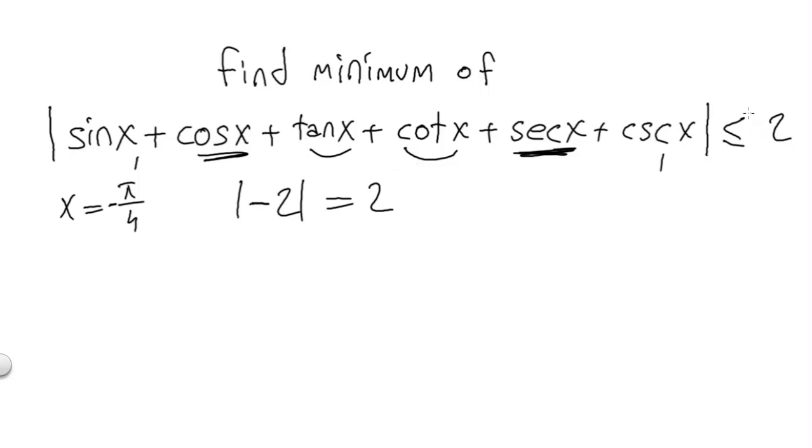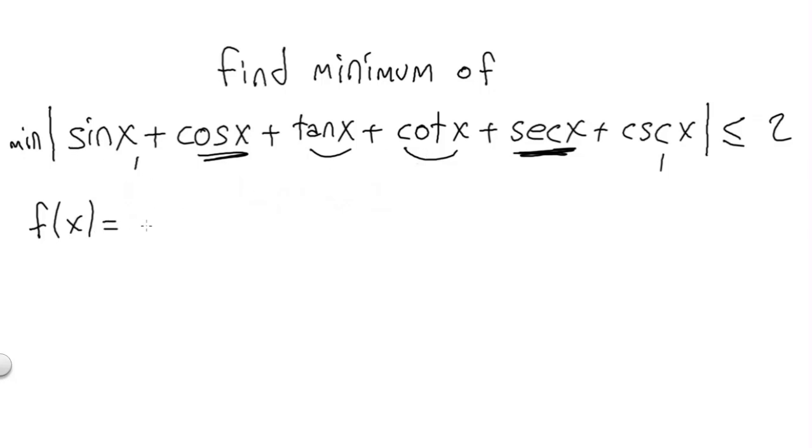I mean, it's not greater or equal than 2. Yeah, minimum of it is less or equal than 2. Anyways, we can do better than this. So I'm just going to call this f(x). I'm going to try to find the minimum of the absolute value of f(x).